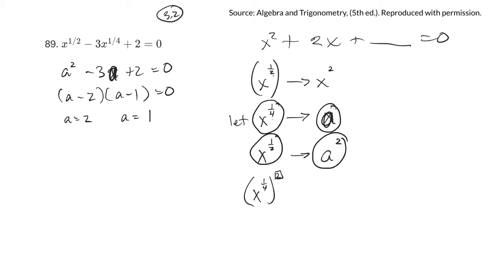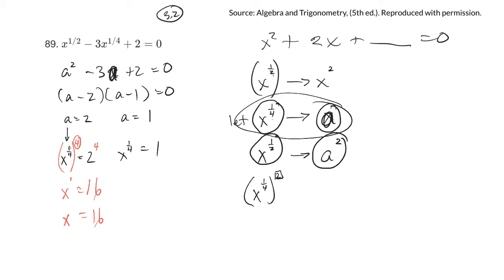But a is equal to x to the quarter. So I need to replace the a: x to the quarter is equal to 2, and x to the quarter is equal to 1. But I don't want x to the quarter, I want just an x. So if I raise this to the 4th power, 1/4 times 4 comes out to x to the 1st, which is just x. But if I raise this side to the 4th, I have to do it to that side. So 2 to the 4th is equal to 16, I think. So 16 is one of my answers, and then the other one, I'll do the same thing. So x is equal to 1 to the 4th, which will be 1.